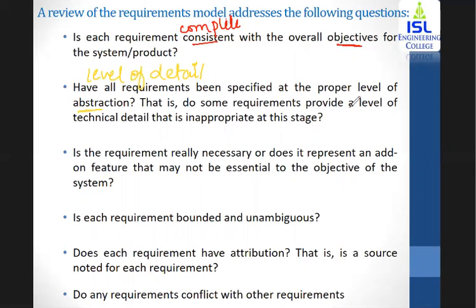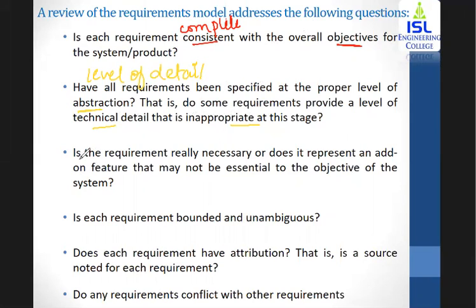That is, do software requirements provide a level of technical detail that is inappropriate at this stage? In the first stages, you're not going to have all the technological details; you're going to have that within the software process. We have seen that you're going to have the world view, then the domain view, element view, and detail view. Based upon that, in the analysis model, you're going to identify whether you have inappropriate technical details or whether you're giving a brief description.